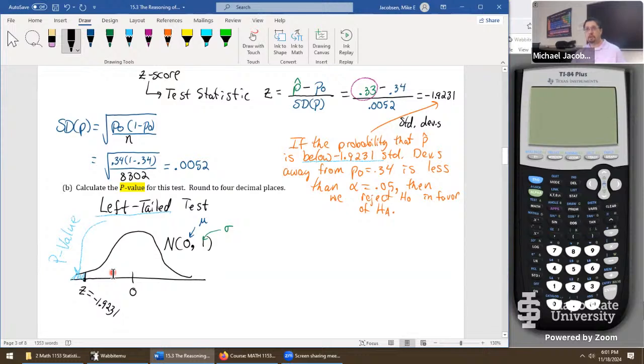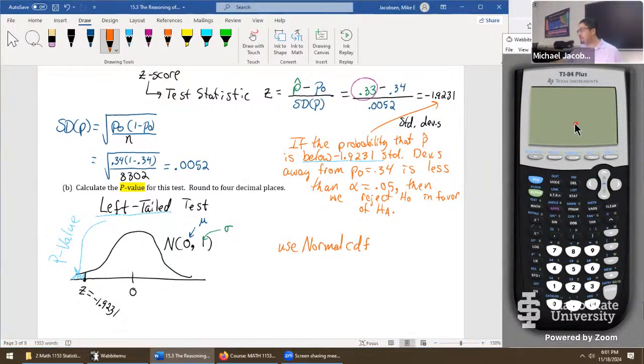And now another question we have to ask is, is this normal CDF or is this inverse norm? To get that area there. Turns out it's not inverse norm. It would be a normal CDF, yeah. So this one will be using normal CDF. So back to the calculator.